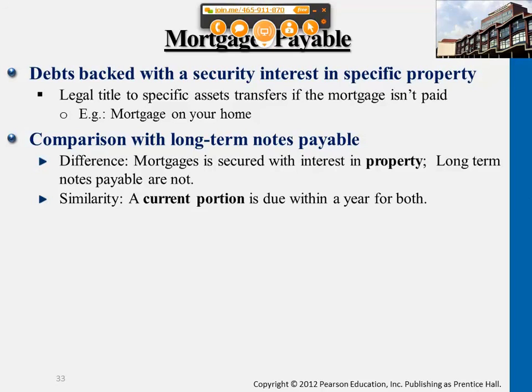Okay, if my company purchased a building and land together, a group purchase, and signed a mortgage payable, I would be paying incrementally, little by little, principal and interest every single month. But if there's one month that I'm not able to pay the money, and it basically passes the grace period, then the other party has the right to transfer the title of my building and land to them. Okay, so it's backed up by assets. This type of debt is backed up by assets, a security interest in specific property. So legal title of the specific asset will transfer if the mortgage is not paid on time. They have the right to do so.